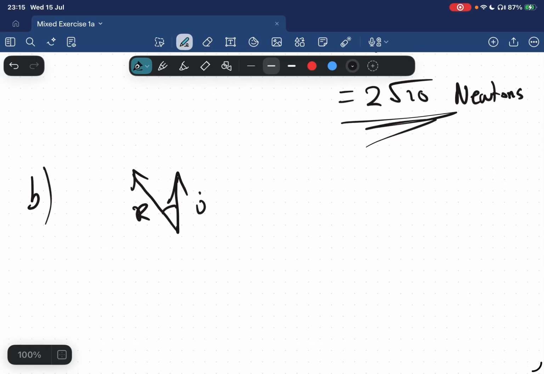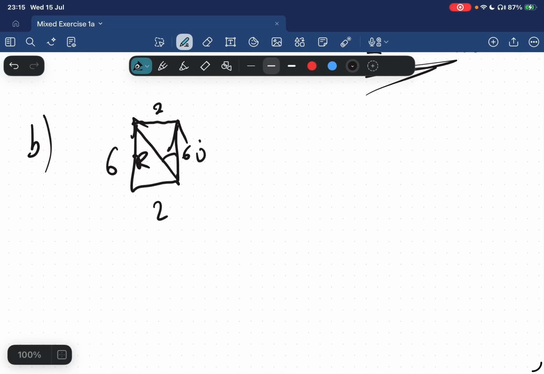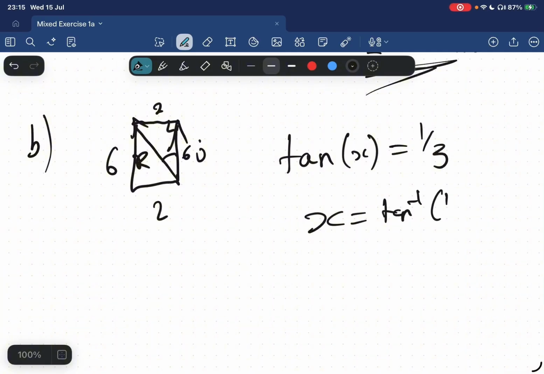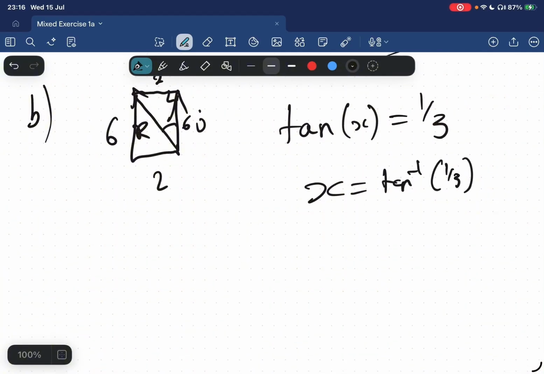Now what more specifically is this angle? Well, we've got 2 here, 6 here. Now we are just using sine, cos, and tan. We've got the opposite and the adjacent, so we use tan. So tan of this angle is a third, then inverse tan of a third gives our x to be 18 degrees.